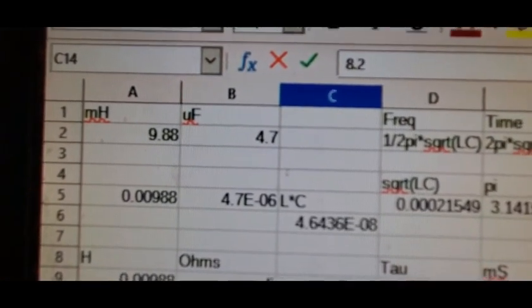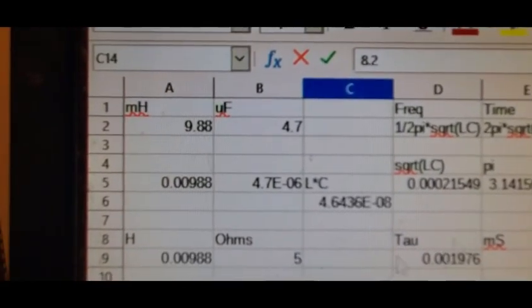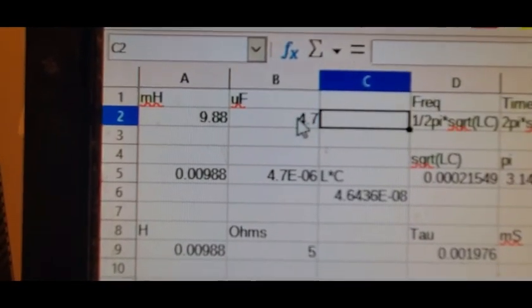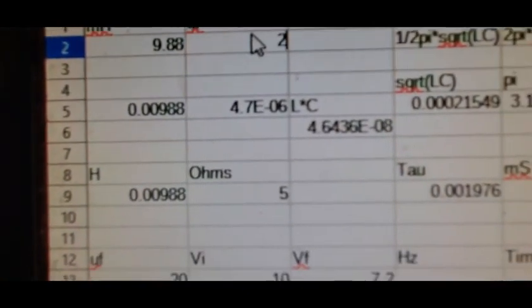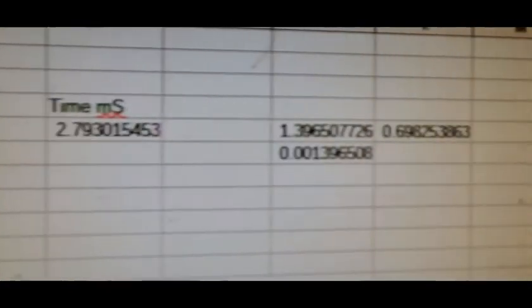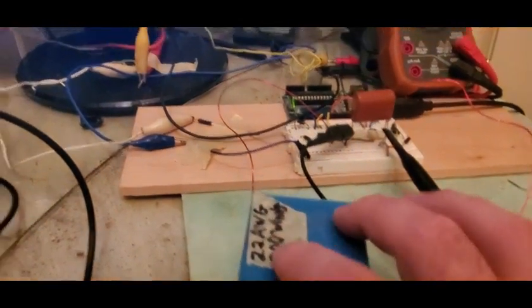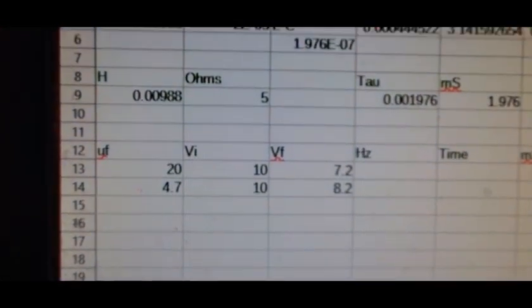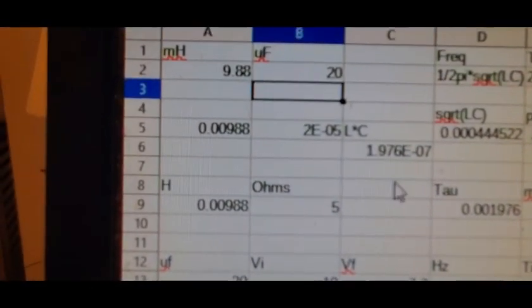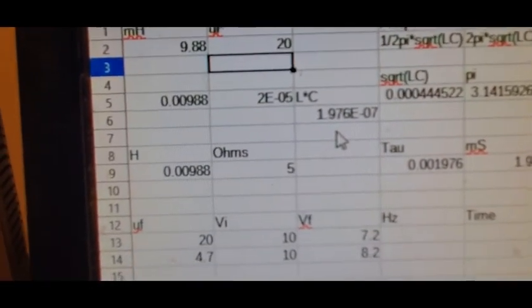It took 338 microseconds. Now, if we go back to 20, that took 698 microseconds for the cap to discharge. So shorter pulse, better, but it relates to your inductor, as we're going to see in a minute here.